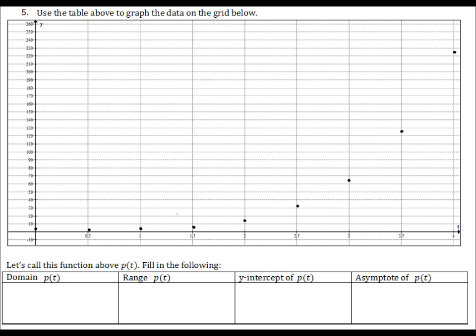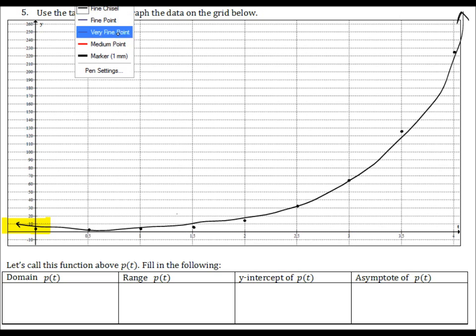The scatter plot you have should look a little something like this. If you connect these points, you see an exponential function that looks like this. Using your mathematical knowledge, you know that this line will never reach the x-axis. That makes the x-axis an asymptote for this function.